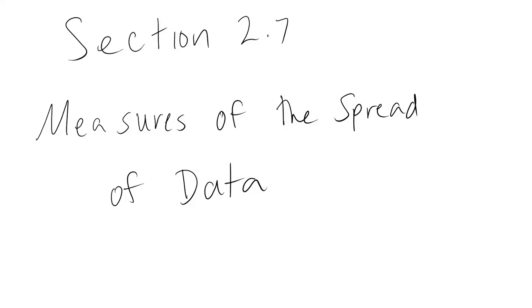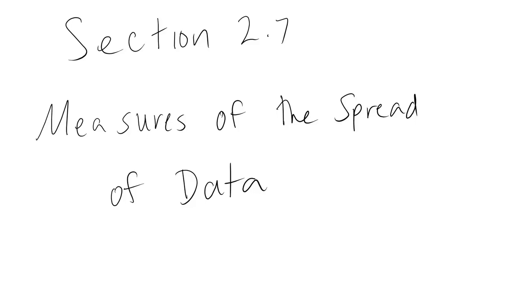This is the video lecture over section 2.7, where we'll be looking at the measures of the spread of data. Where the previous lecture was about measures of center, averages, section 2.7 is going to deal with a different way to describe sets of data by quantifying how spread out or close together their values are.